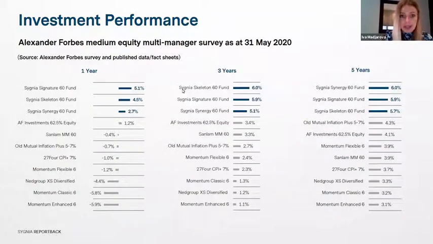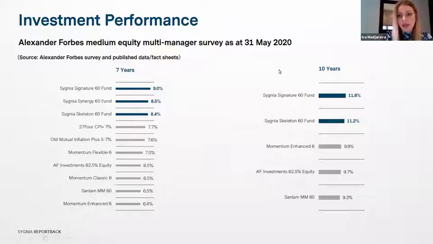Similarly, for the 60 funds, again, the peers in these tables have very similar allocation to equities, and the Signature, Skeleton and Synergy funds are top of the ranking tables over 1, 3, 5, 7 and 10 years.